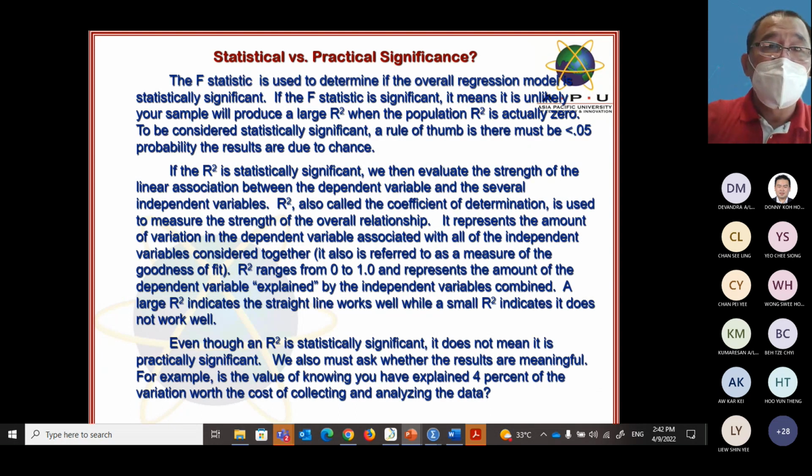Okay. Don't worry too much about this. It's too long, and they use very academic language. It's not wrong, but in general, F is much more important than R squared. So therefore, we still use 5% as the default cut-off point.